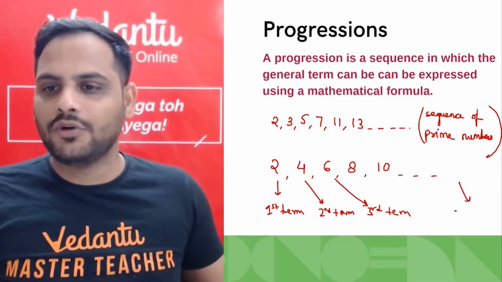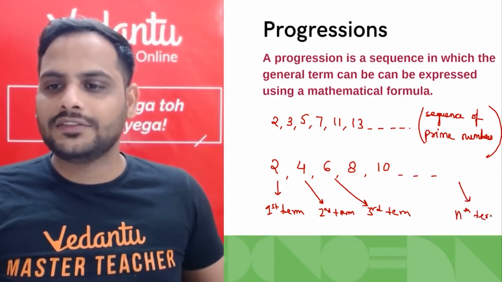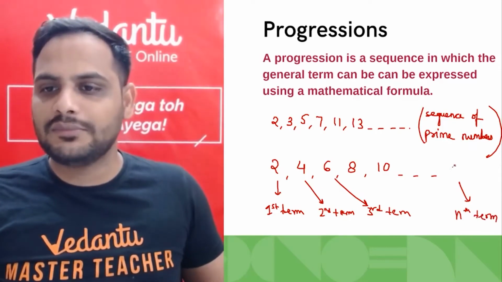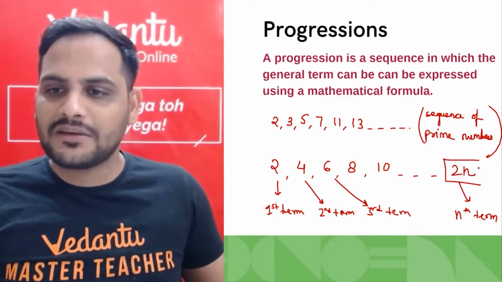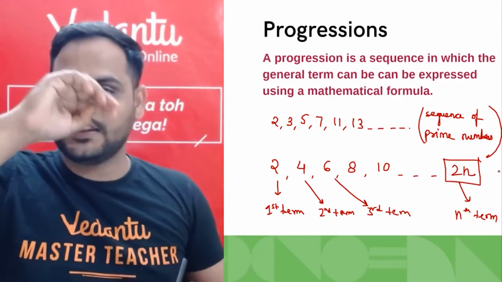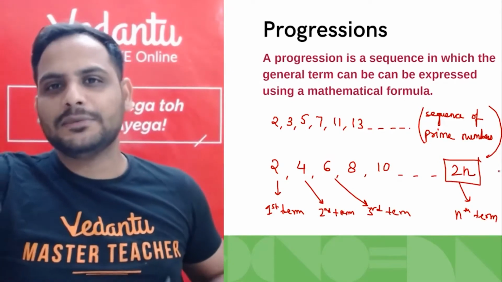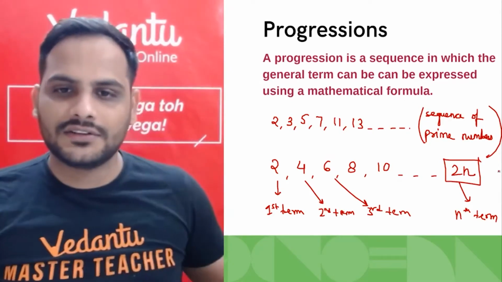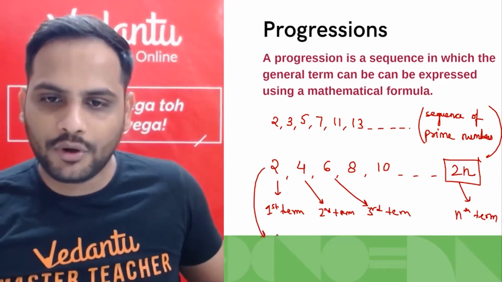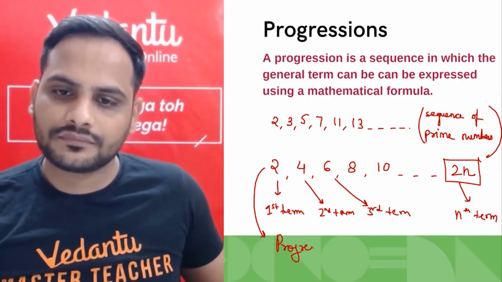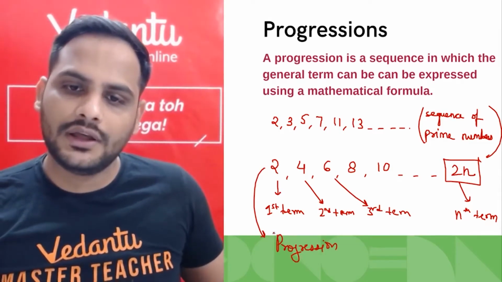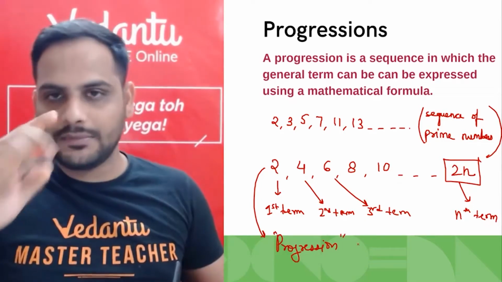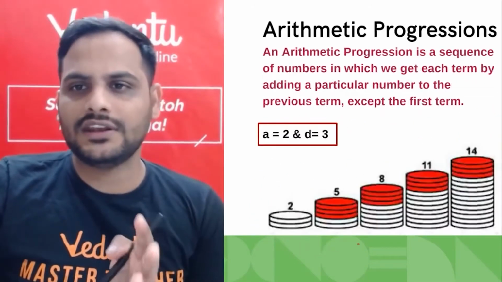So what will be the nth term? Every time I am doubling it, so the nth term will be twice of n. So this is a mathematical formula. Put n equal to anything: n equal to 10 gives 20, the 10th term, right? So this will be called a progression. Okay, beta? So this is your sequence, series and progression.